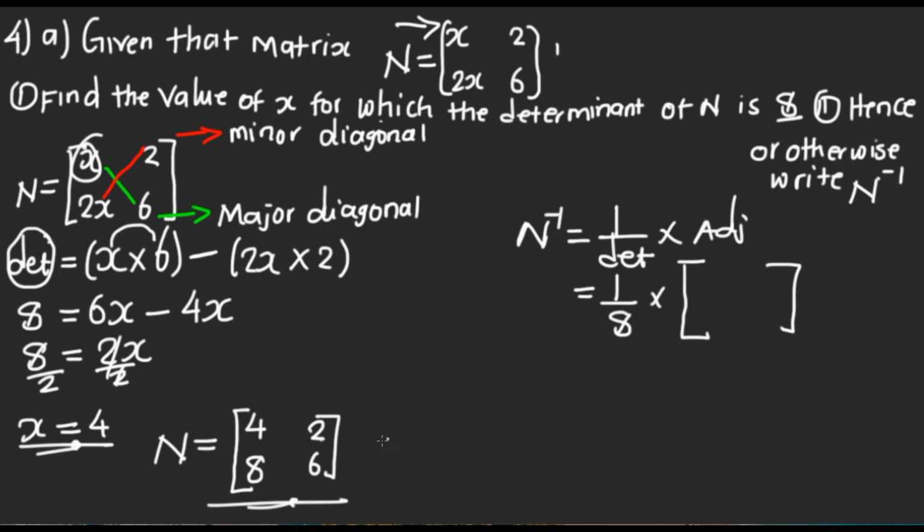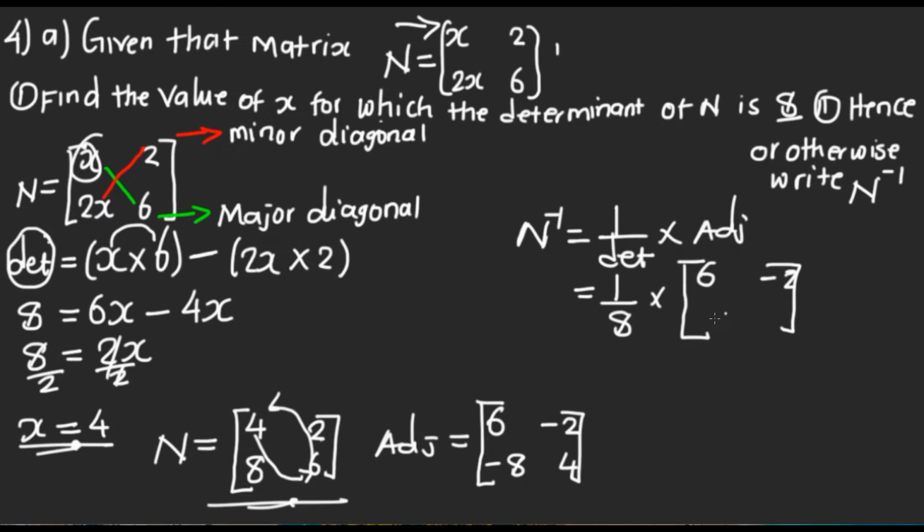What is the adjoint of a matrix? For the major diagonal, you have to interchange the positions. The 6 will go where 4 is, then 4 where 6 is. So this becomes 6, 4. Then for the minor diagonal, you don't have to change the position. Change the signs only. So positive 2 becomes negative 2. Positive 8 becomes negative 8. Therefore, our final answer will be 6, negative 2, negative 8, then 4. This is our final answer. If you want, you can expand, where you can say 1 over 8 times 6.